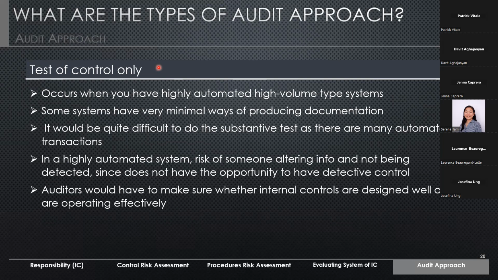Test of controls only, right? So David said when you have a highly automated, high volume type of system, some systems have many ways of producing documentation. There's not any really tangible things that you can do, any vouching, tracing, so it's really hard. That's why you test controls. Quite difficult to do substantive testing in a highly automated system. There's a risk of someone altering info and not being able to detect it, since you don't have the opportunity to take control. Okay, so auditors would have to make sure whether internal controls are designed well and operating effectively.